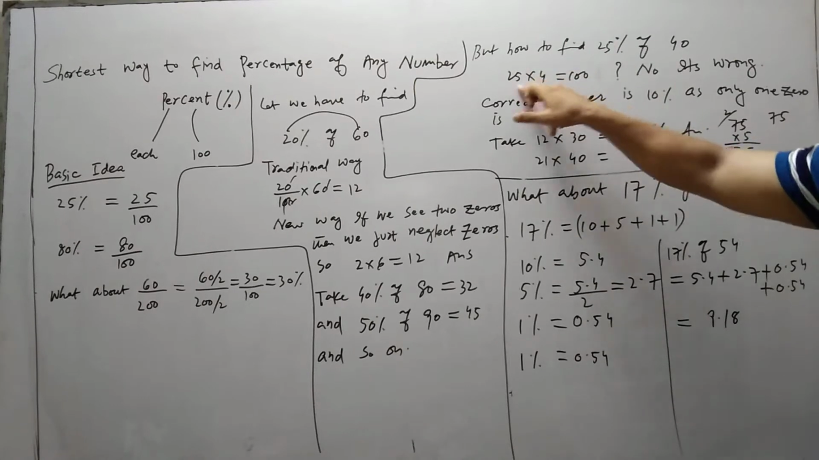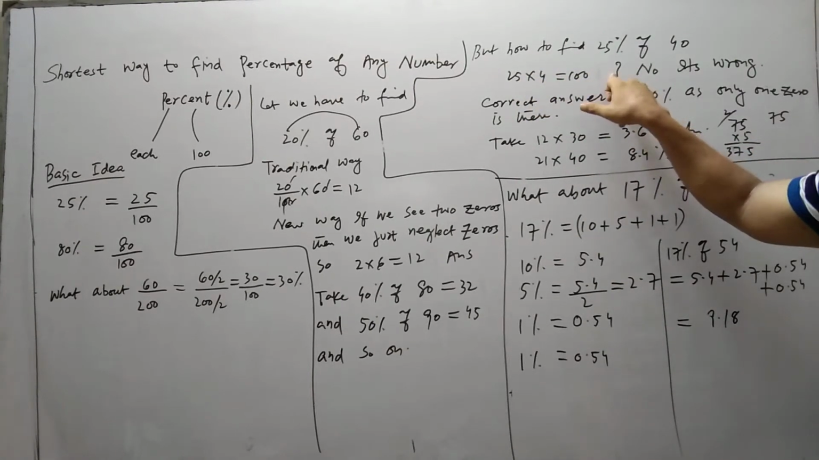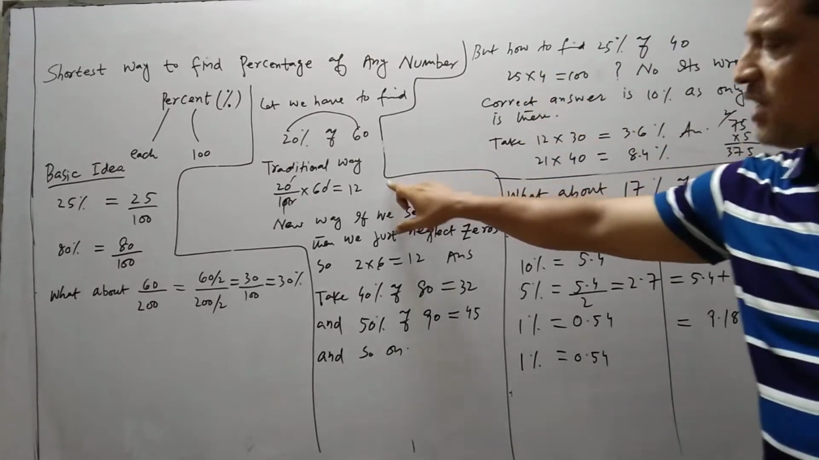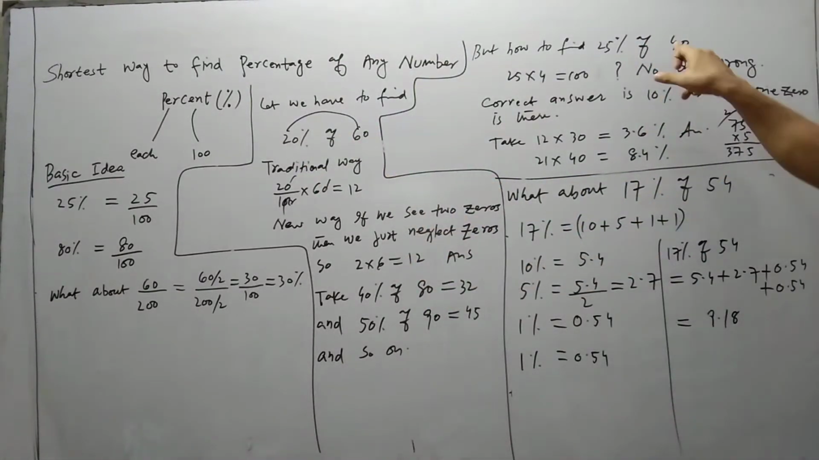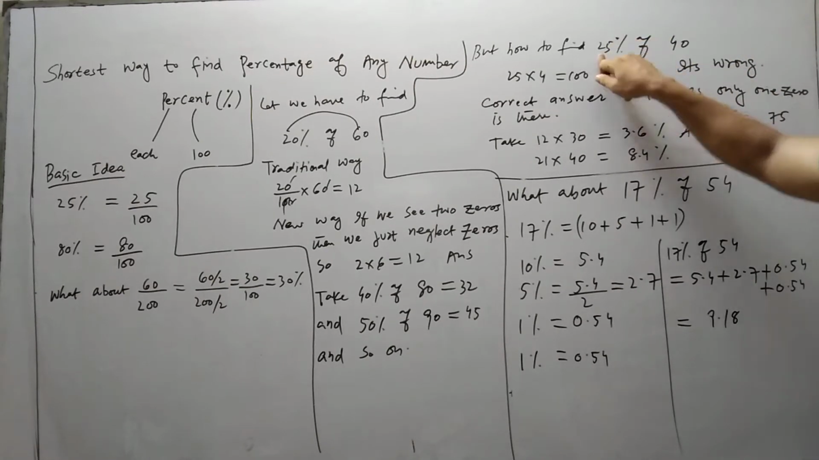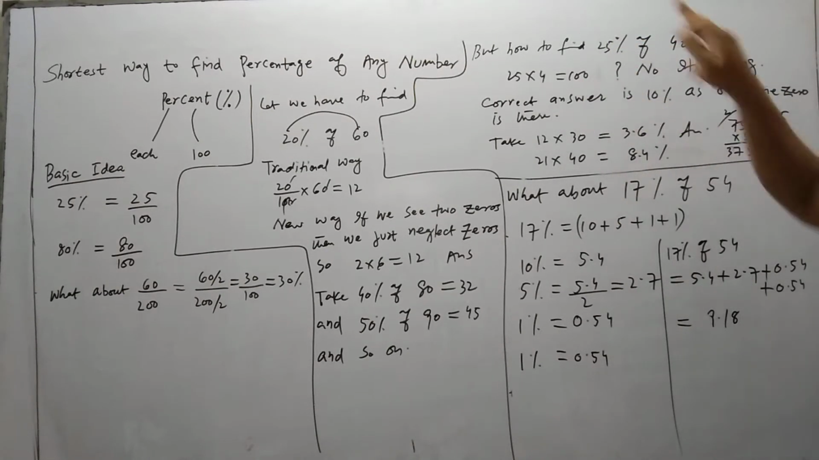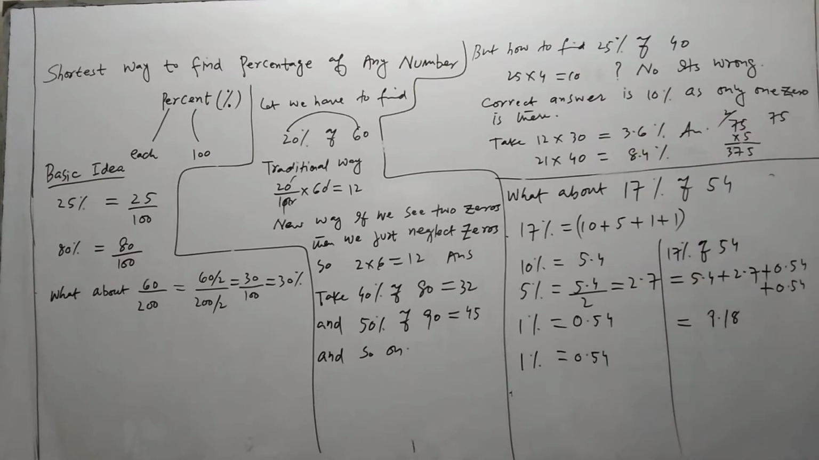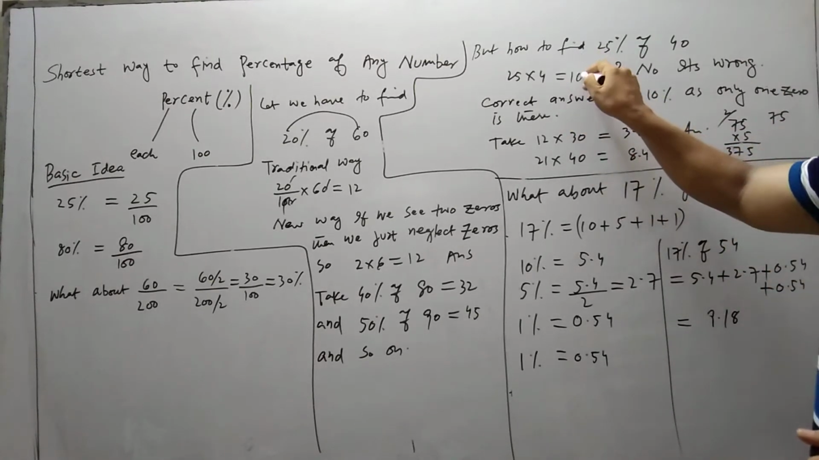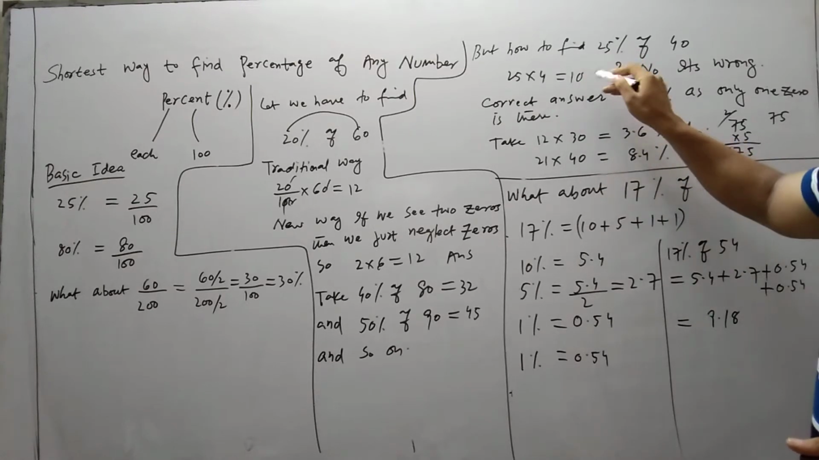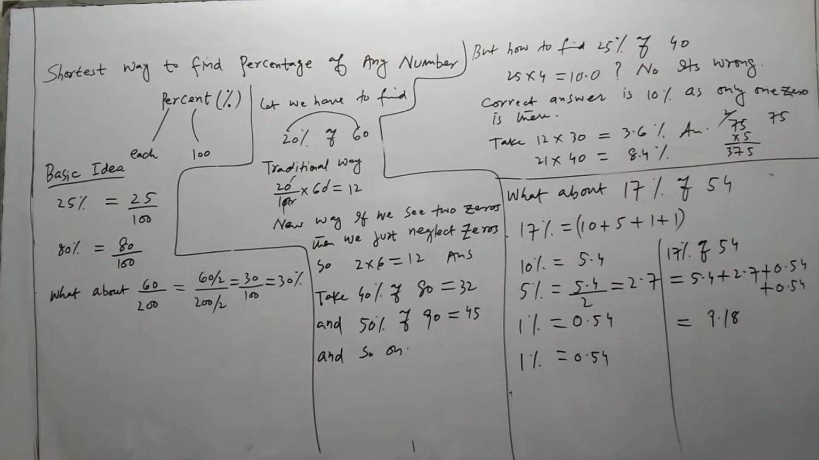Now you cannot say 25 into 4 is 100. This is wrong, because this method is applicable only when 0 exists on both sides. So here there is only one 0. So you have to multiply 25 by 40, which gives 1000, and drop the first 0, or you can say your answer is 100, put the point after 1 0.